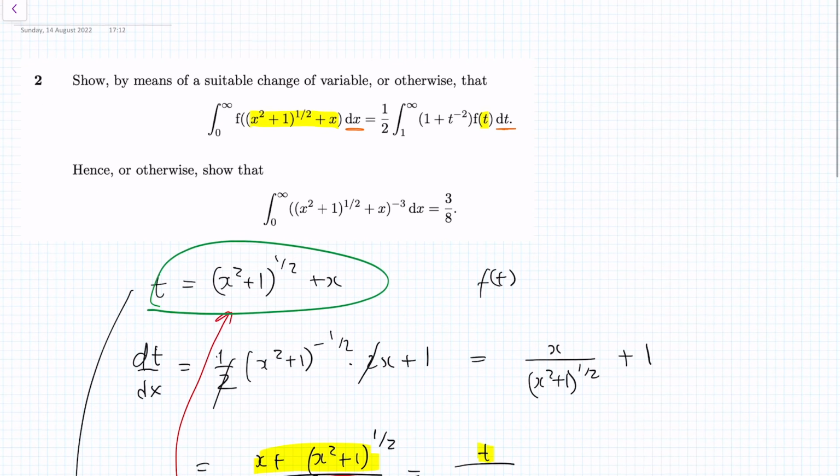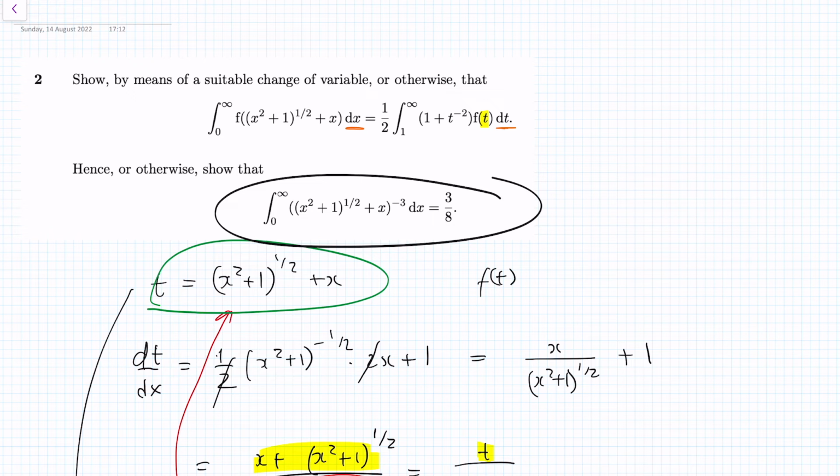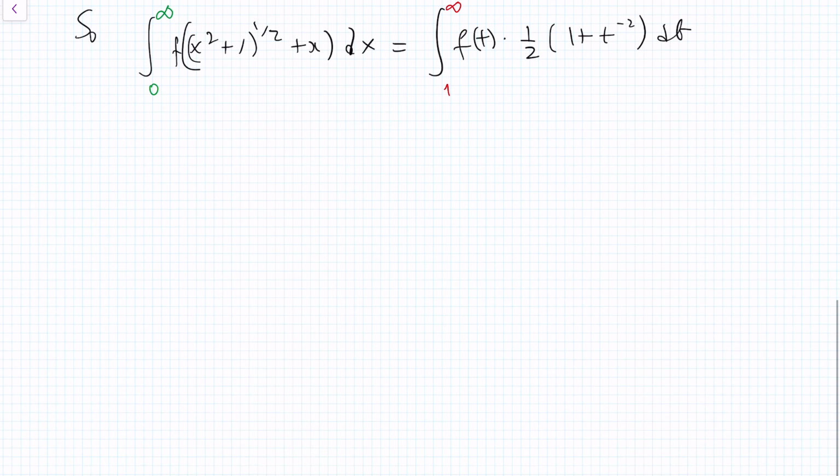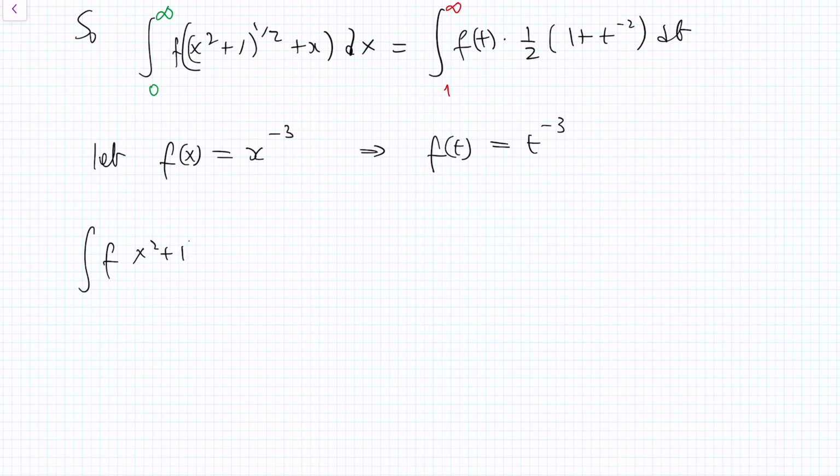So the second part of the question says, hence or otherwise. Let's do hence. We want to use the result that we've just proved. Show that this is true. So again, if you look at the resemblance of that with that, immediately one thinks of defining a function this way. Okay, because notice it is to the power of minus 3. So if we define f of x to be x to the minus 3, that implies f of t is equal to t to the minus 3, right?